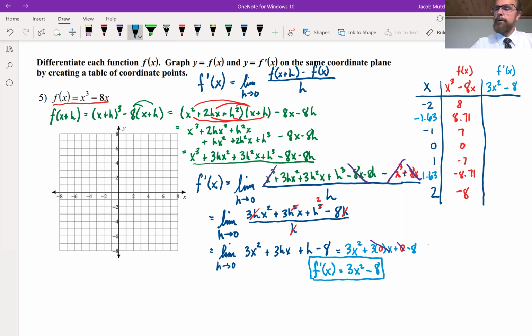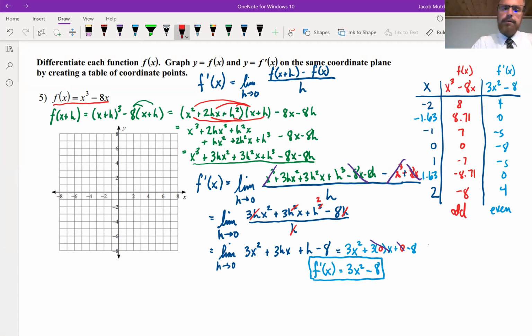Let's fill in for the derivative. That's 4, 0, negative 5, negative 8, negative 5, 0, 4. Very symmetric. In fact, both are very symmetric. Just one is odd. The other is an even function.